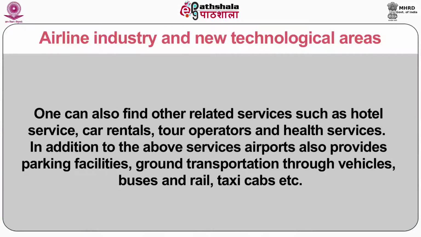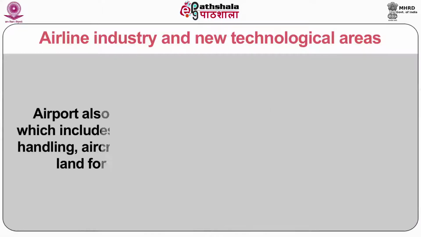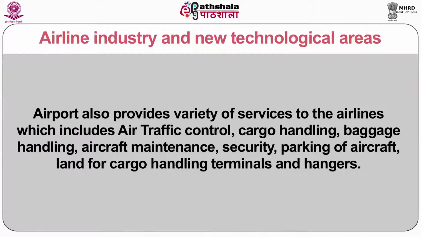One can also find other related services such as hotel service, car rentals, tour operators, and health services. In addition to the above services, airports also provide parking facilities, ground transportation through vehicles, buses and rail, taxi cabs, etc. Airport also provides a variety of services to the airlines, which includes air traffic control, cargo handling, baggage handling, aircraft maintenance, security parking of aircraft, land for cargo handling terminals and hangars. Airports are also responsible for providing facilities to government departments of immigration and custom duties and health services.